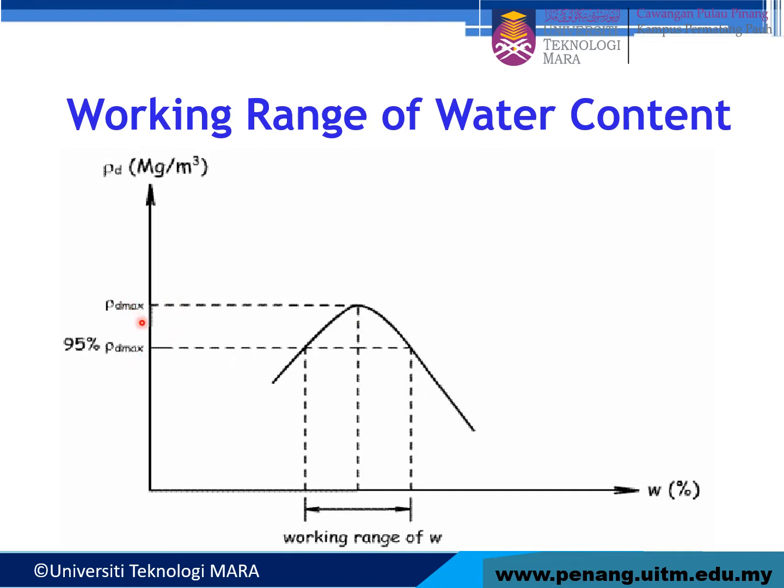Similar with the relative compaction, 95% of the maximum density means that the acceptable range of relative compaction is 95% of the maximum dry density. For example, from this point to this point for 95%, so at this range.